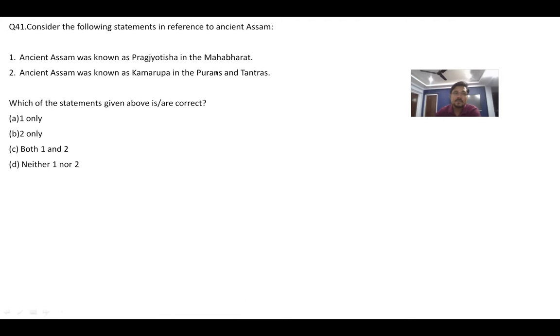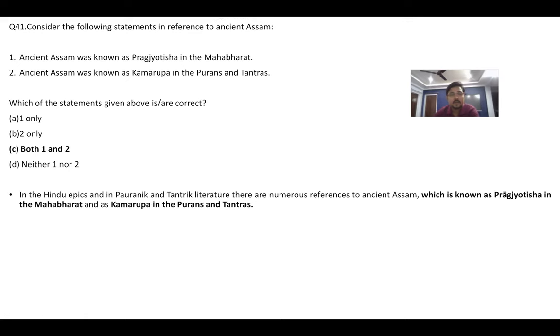So next we'll go to question number 41 about ancient Assam. It was known as Pragjyotisha in the Mahabharata. It was known as Kamrupa in the Puranas and Tantras. Here both options are correct.